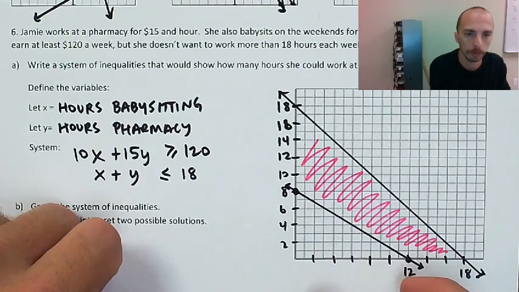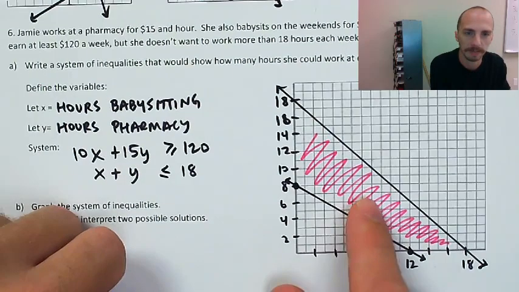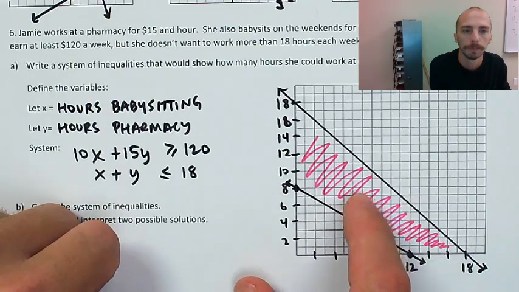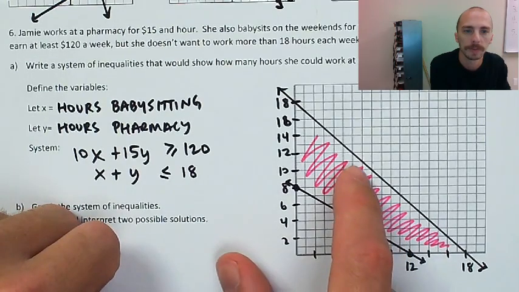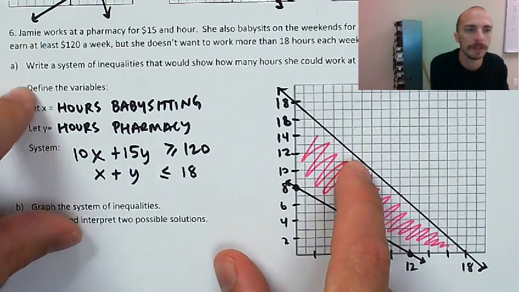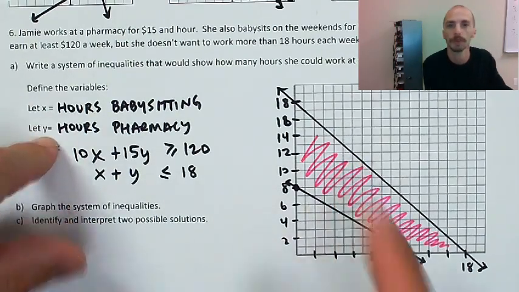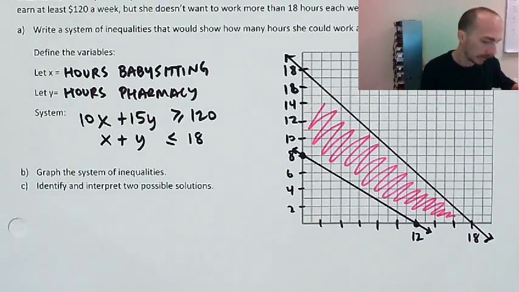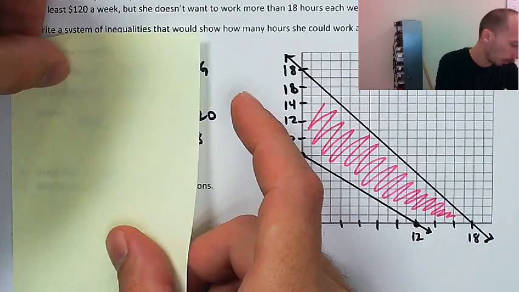Another possible solution would be, let's say that's 8 and that's 8. We could work 8 hours at each job, right? And then we'd still be under 18. We could work, say, 7 hours of babysitting and 11 hours of pharmacy. That's a lot of different solutions that I've interpreted, but they were all in that pink region or on the boundary because it was a solid line. Okay, that was me identifying and interpreting potential solutions. Now I'm going to bring in a couple of extra questions.